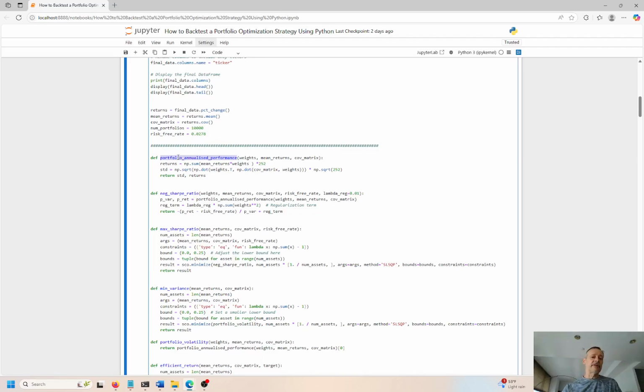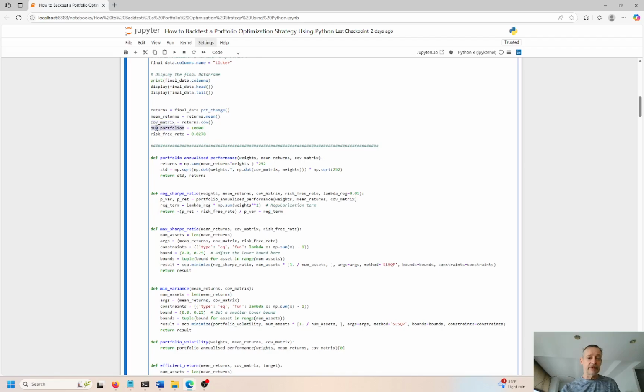These are called user-defined functions. This is the portfolio annualized performance. We're looking at the weights of each stock, the mean returns, and the covariance matrix. Covariance is like how these stocks covary together, or how the stock prices move together. I have that right here. This is a covariance matrix.